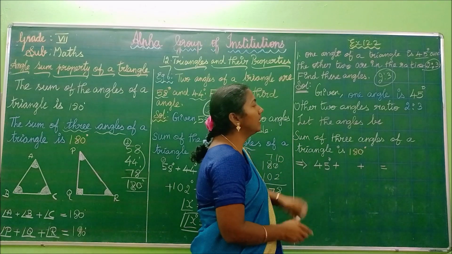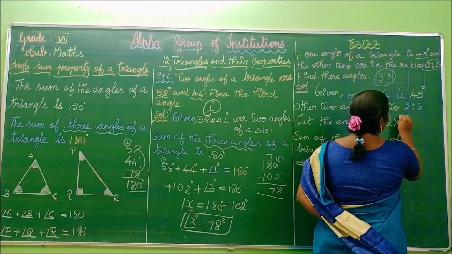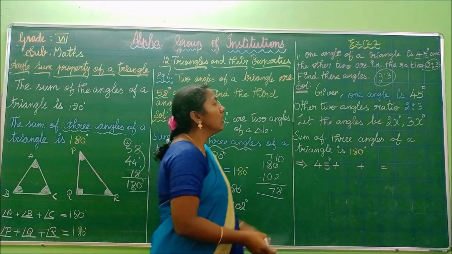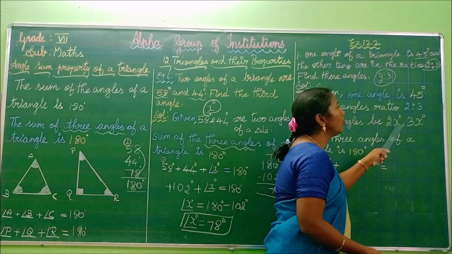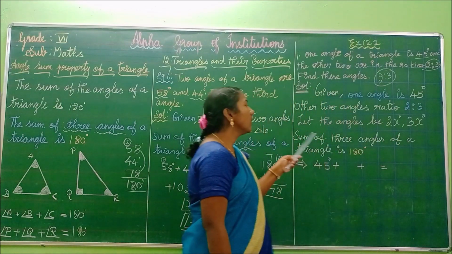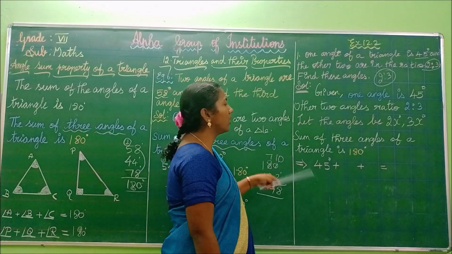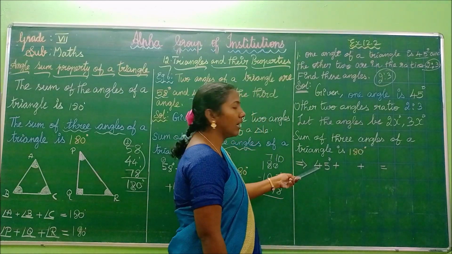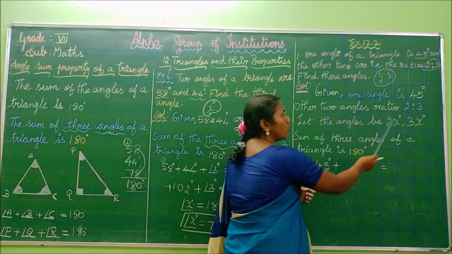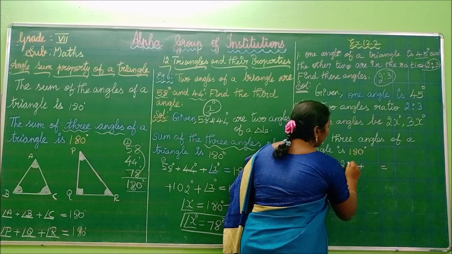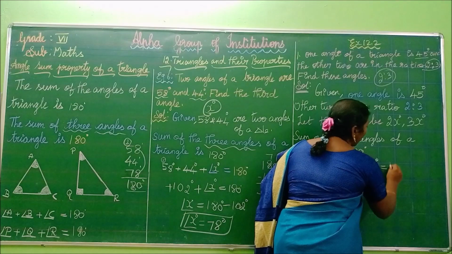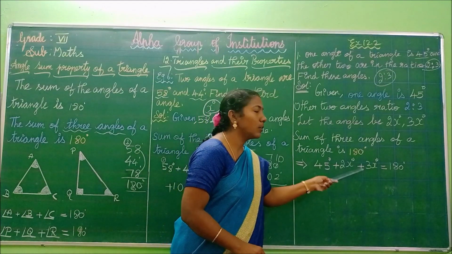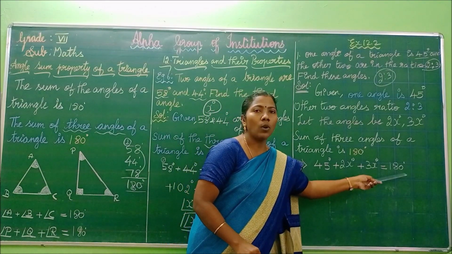So we have to take, let the angles be 2x degrees and 3x degrees. Usually we take it like this only. So you know this already. We know the angle sum property of a triangle. So once again we have to write: sum of three angles of a triangle is 180 degrees. One of the angles is 45 degrees. The other two angles are 2x and 3x. So 45 plus 2x plus 3x equal to 180 degrees.